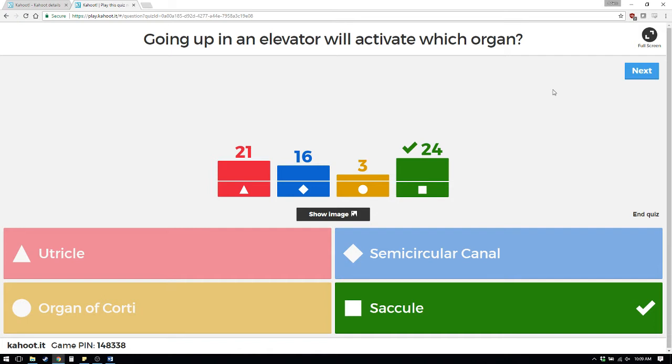Which one does horizontal acceleration? Utricle does that. How about the semicircular canals? What do they do? Like rotational movement, absolutely. And then the organ of Corti? That's going to be for hearing. Yeah, absolutely. Awesome.